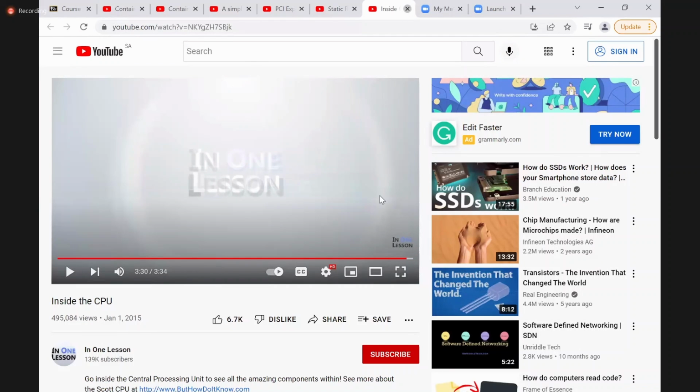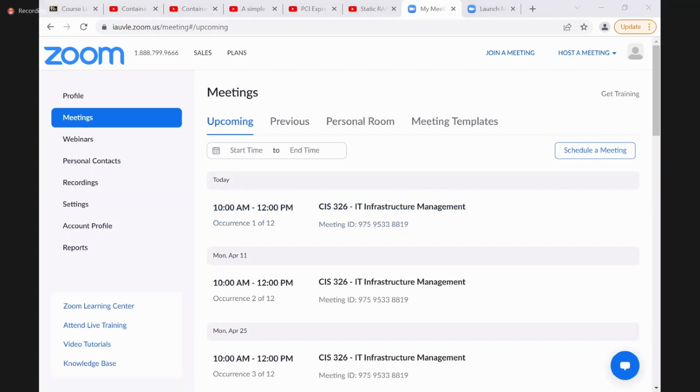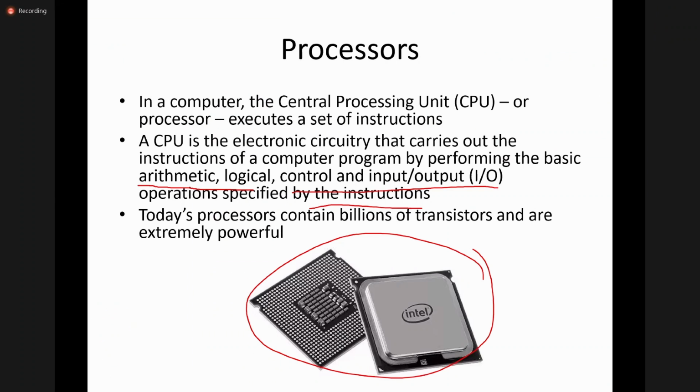Okay, we have seen the processor from inside, and we shall know that inside that processor, millions and billions of gates have been included inside that small chipset.